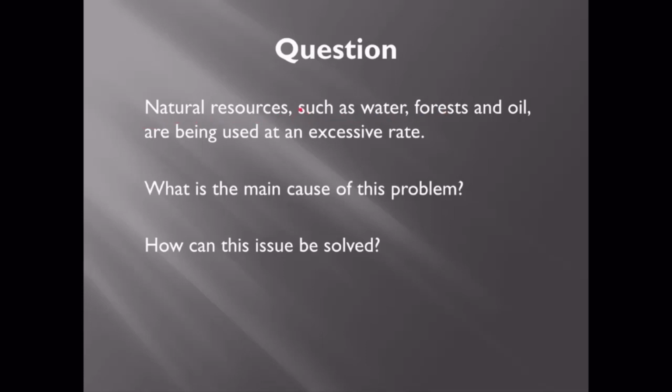Because imagine that the question didn't have such as water, forest, and oil in it. So it just said natural resources are being used at an excessive rate. That would be too difficult for most students because natural resources can mean many different things. So such as water, forest, and oil is just a definition to help you understand the question. It is not an instruction that you must talk about all three of these things. You can if you want, but you don't have to. As long as you're talking about natural resources being used at an excessive rate, then you'll be absolutely fine.